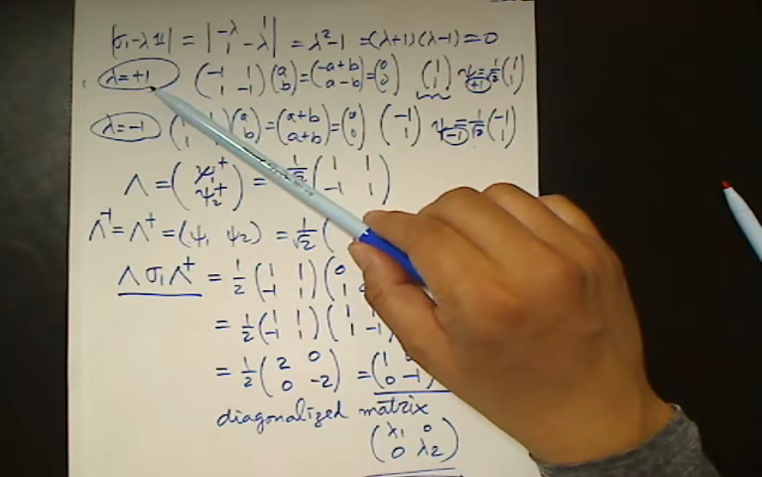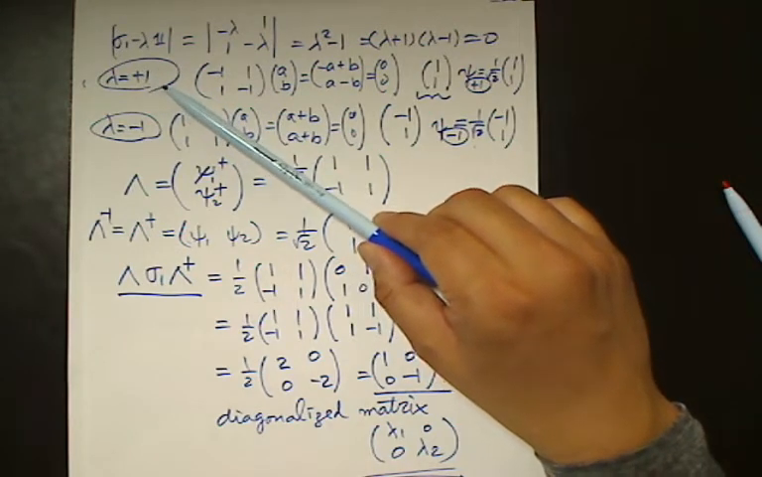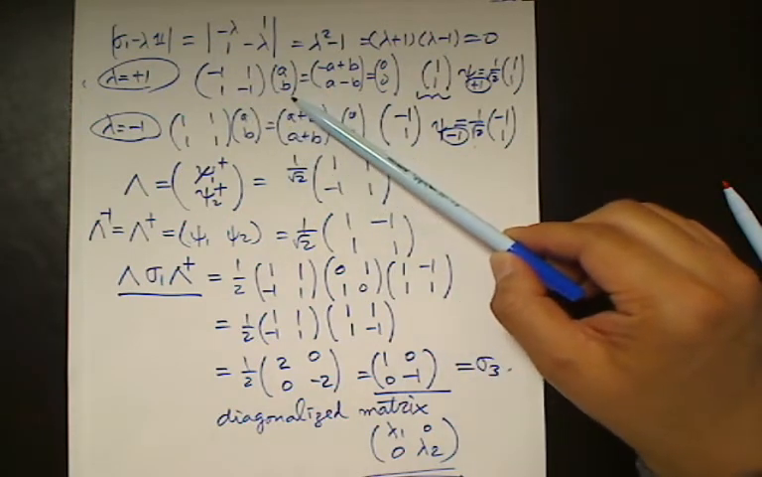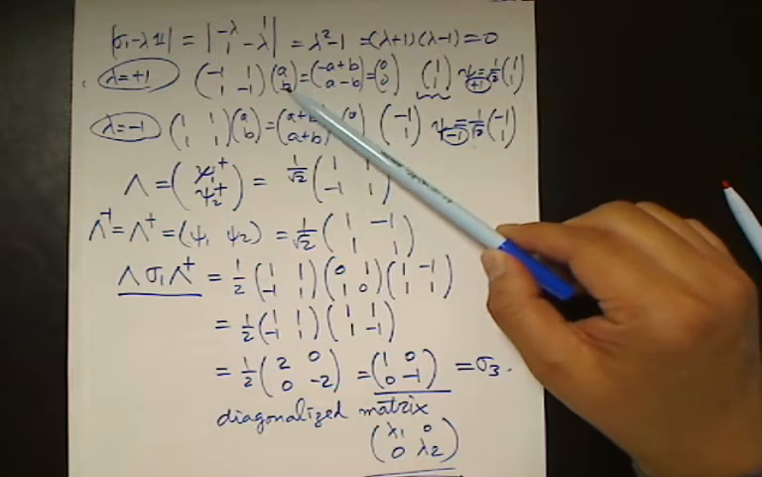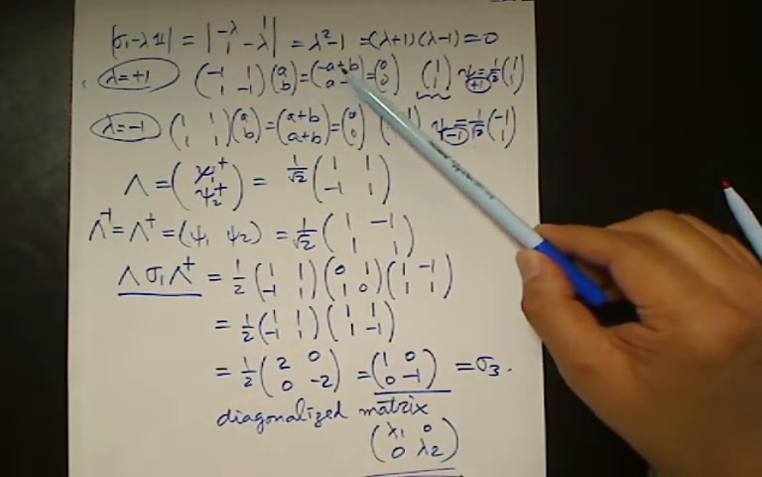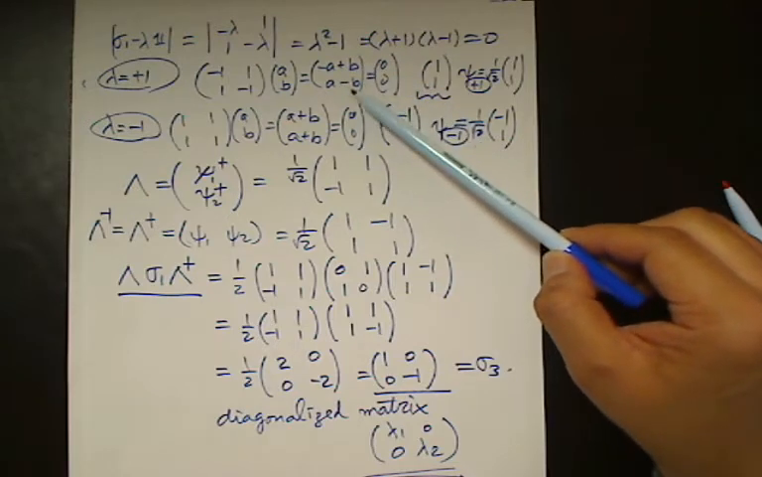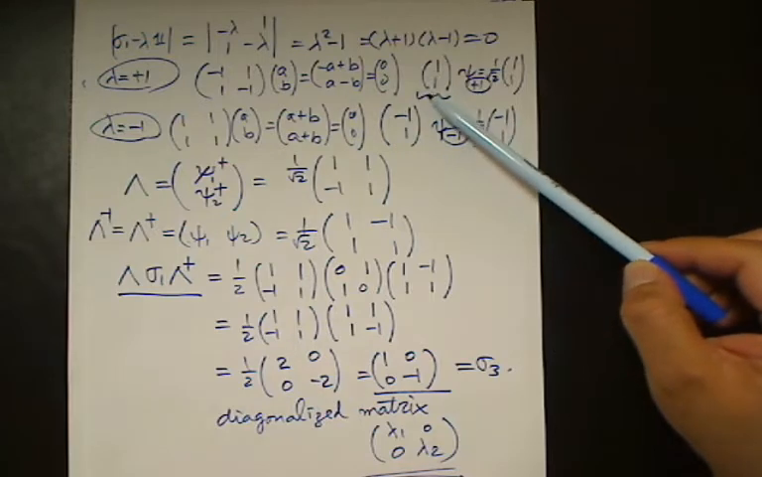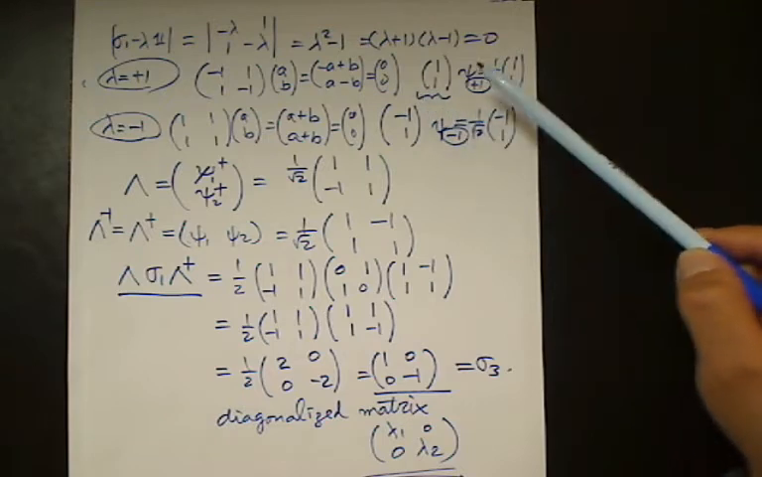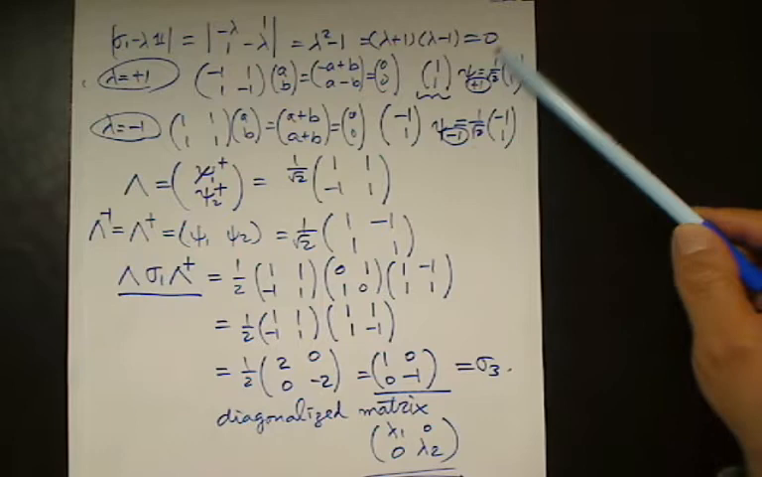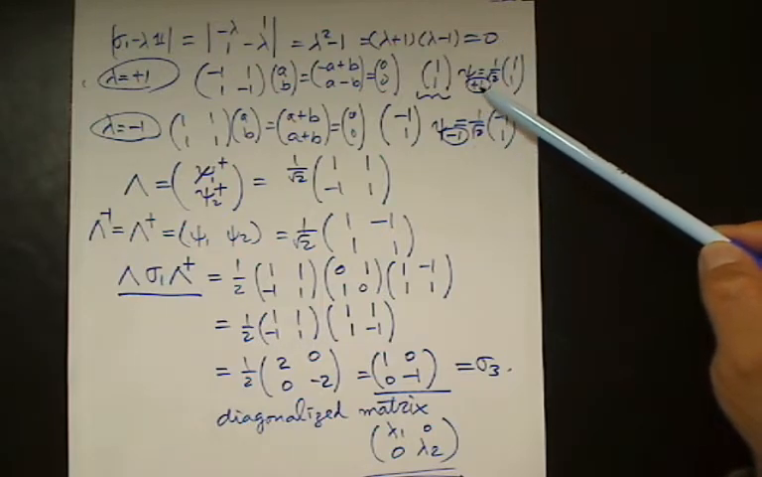And here we have plus 1, substitute into the eigenvalue equation with a trial eigenvector. This one shows that minus a plus b equals 0, so they must be equal. I can choose 1, 1, for example. But if I want to normalize it to unity, I multiply by 1 over square root of 2. So this is the correct normalization for the lambda equals plus 1 case.